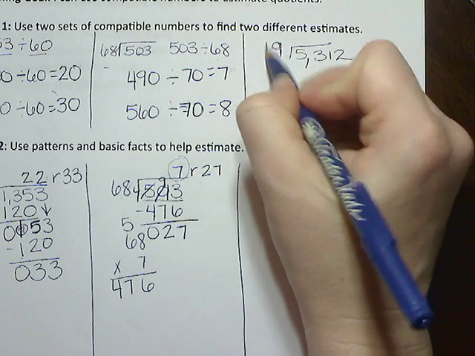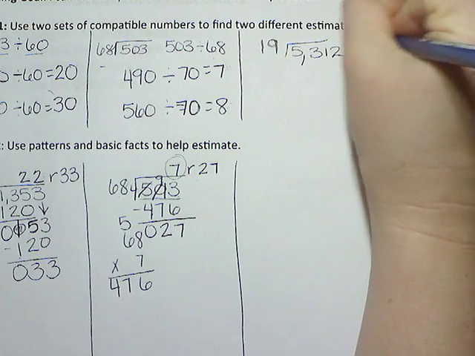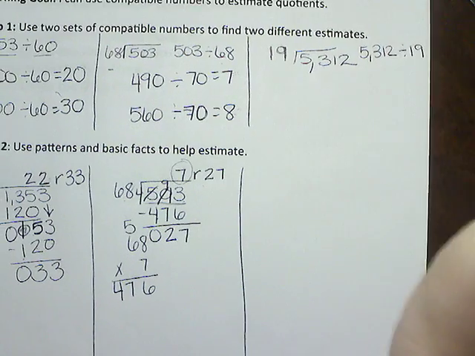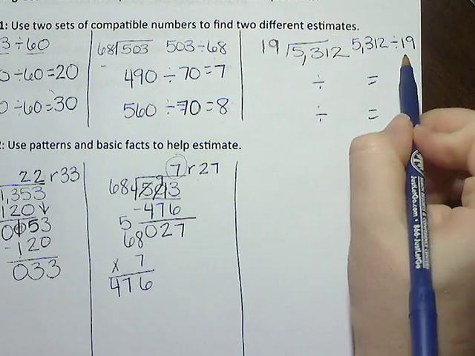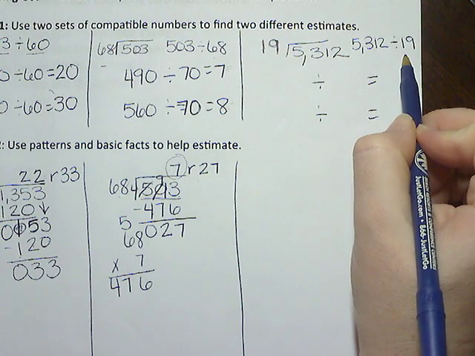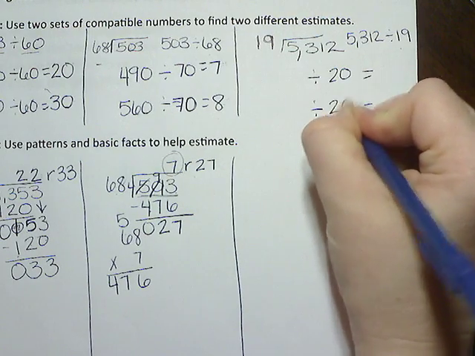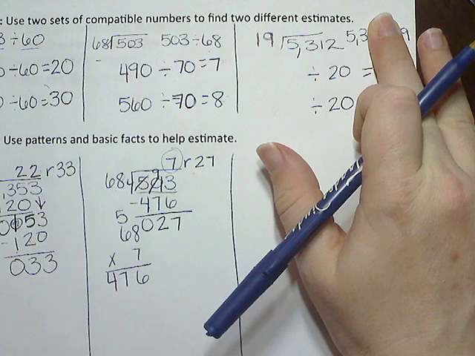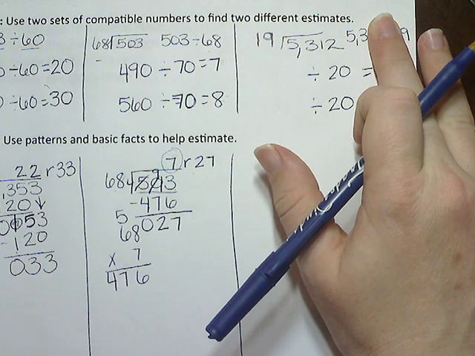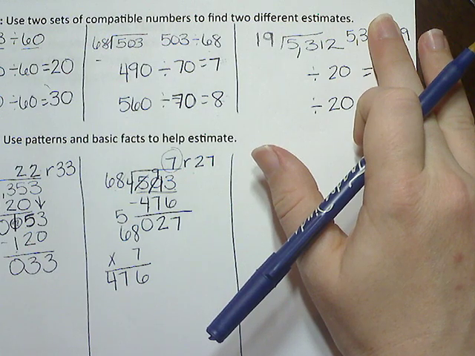We have 19 and 5,312. So I'm taking 5,312 and I'm dividing it by 19. So our first step is we need to take our divisor and we need to round it to the nearest 10. Well, 19 is closer to 20 than it is to 10. So we're going to round it up to 20. So now what I need to do is cover up my numbers and write 53. What multiple would 53 be closest to for 20?